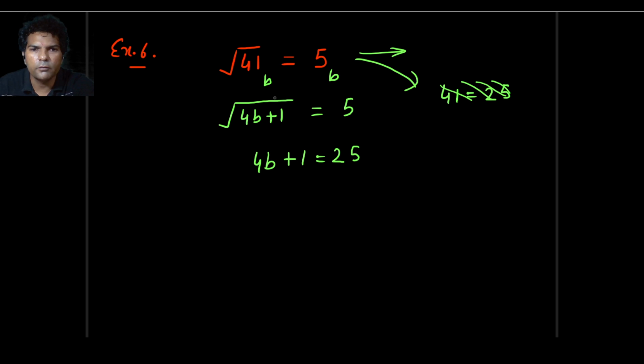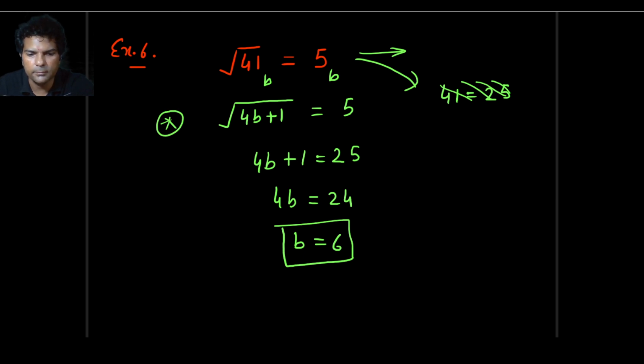So first you convert the left-hand side to its decimal equivalent, and the right-hand side also to its decimal equivalent. Now in the second equation, both sides are decimal. So now we can write 4b plus 1 is equal to 25. The rest is very easy: 4b is equal to 24 and b is equal to 6. So in base 6, the square root of 41 is equal to 5 can only happen. So the answer is b is equal to 6. The important point is only this one. That's it.